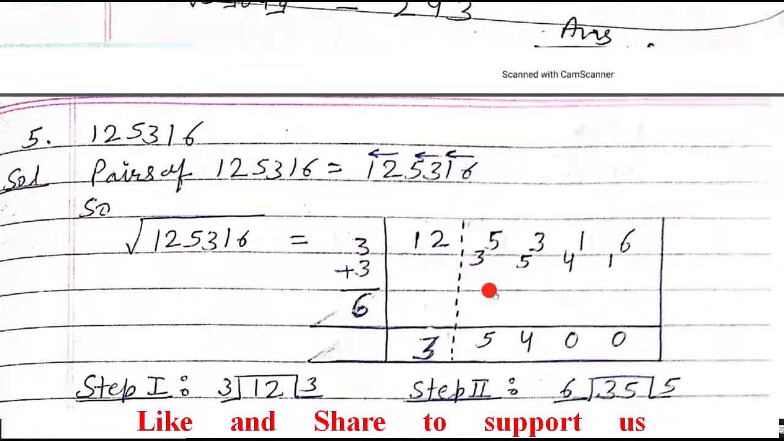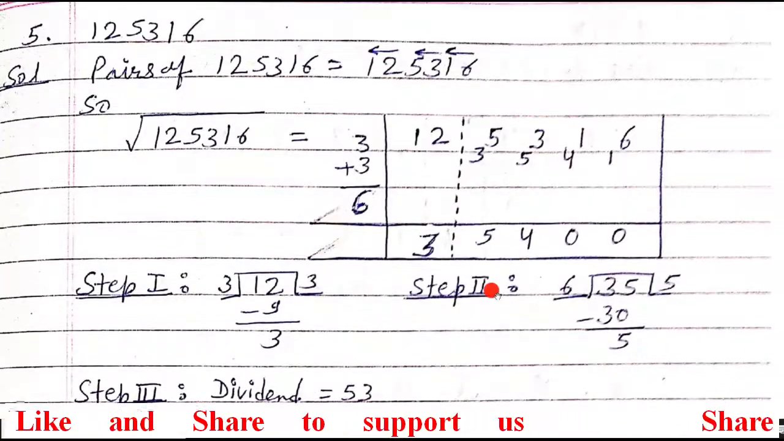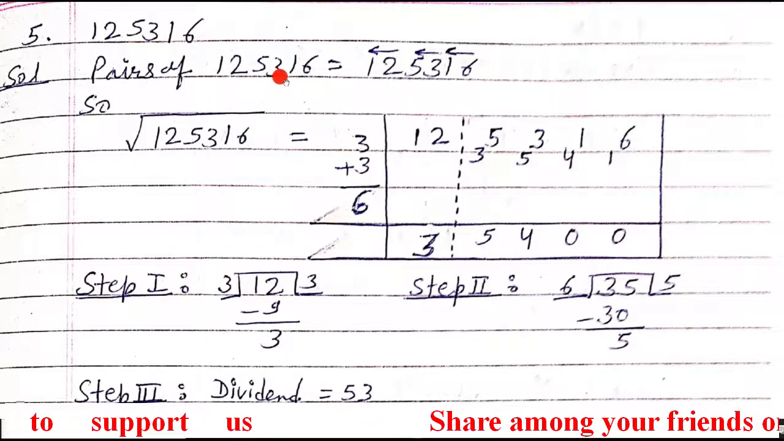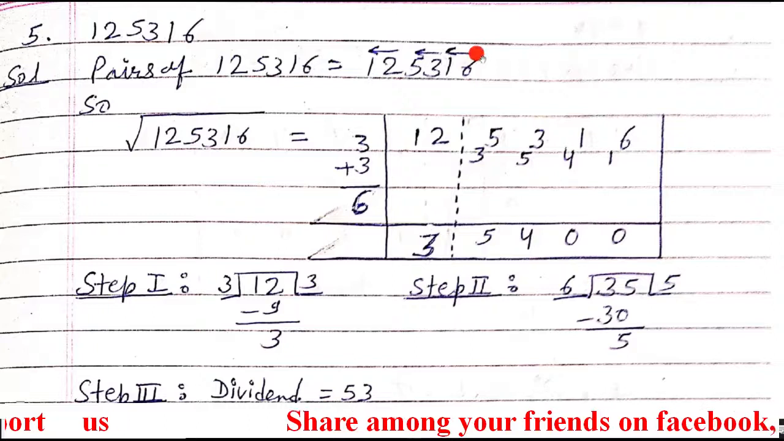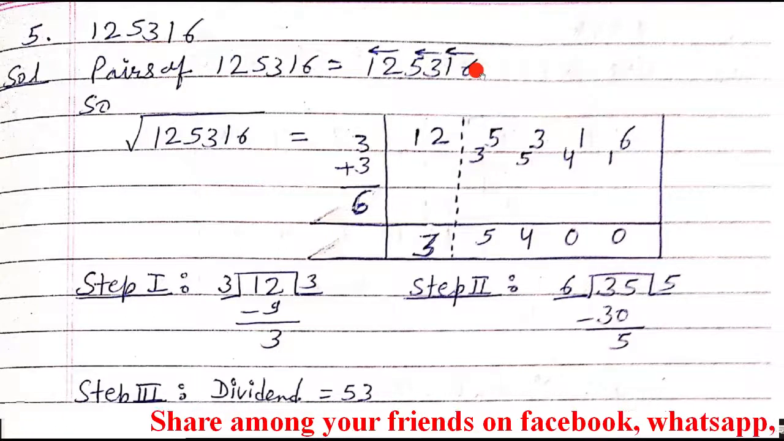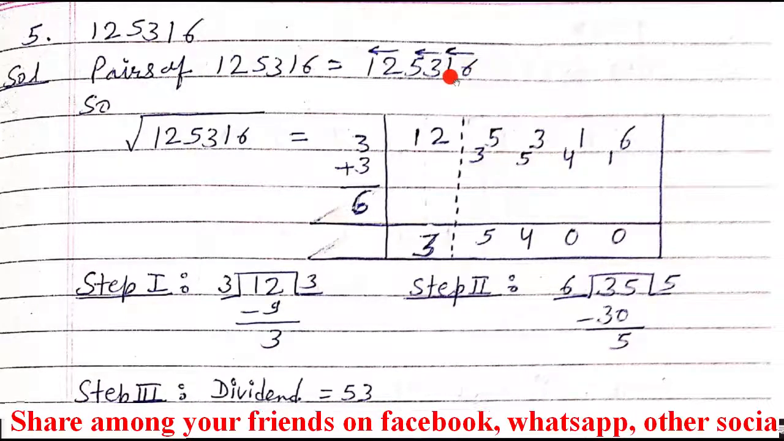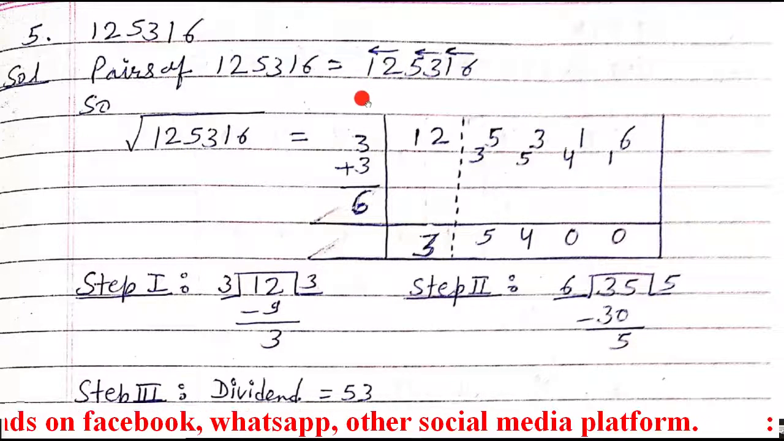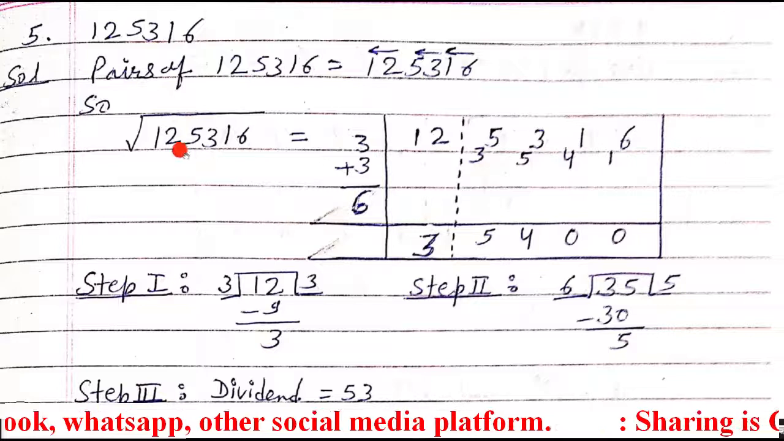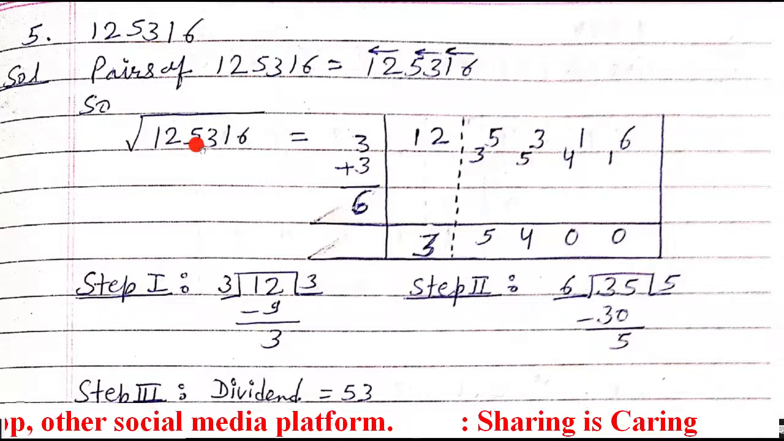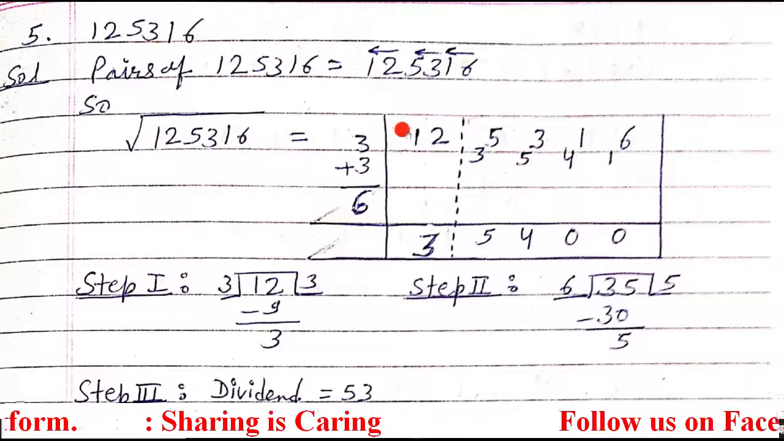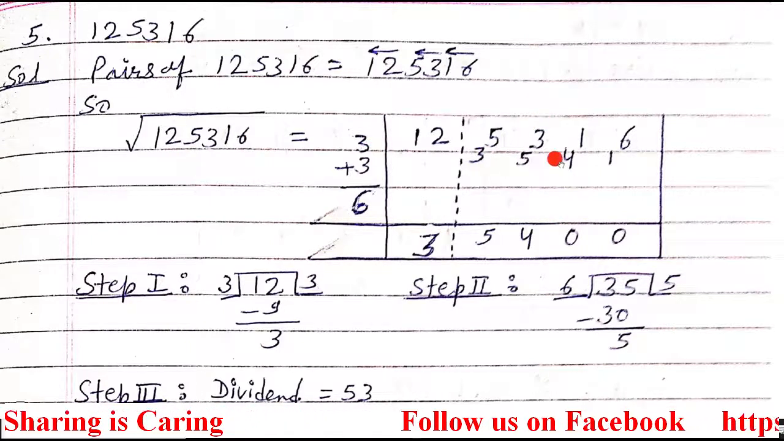Now we start question number 5. In question number 5, again first we have to make the pairs. We make pairs from the back side by taking 2-digit numbers together. So 2 digits together, that is first pair, then second pair, then third pair. And then write down the square root of 1,25,360. Then first section, second section and third section.